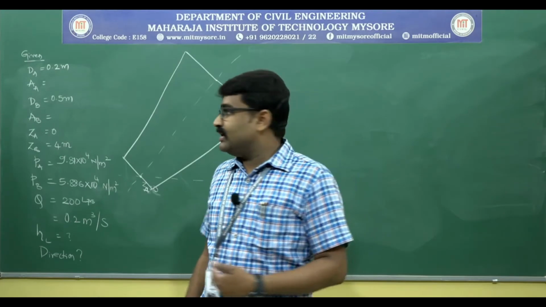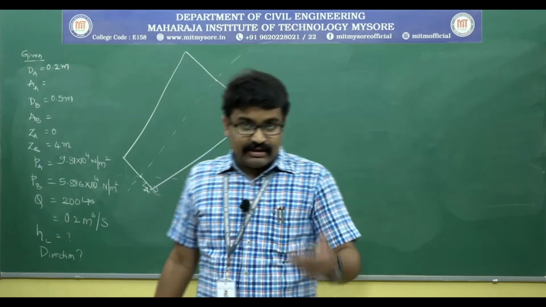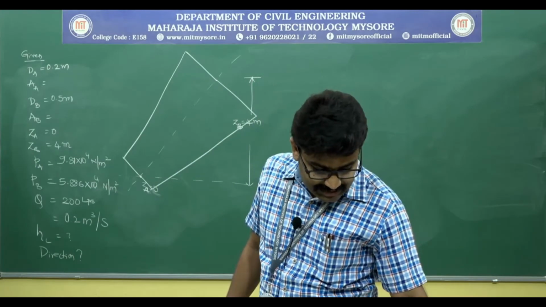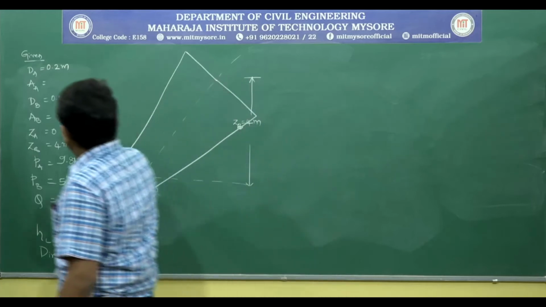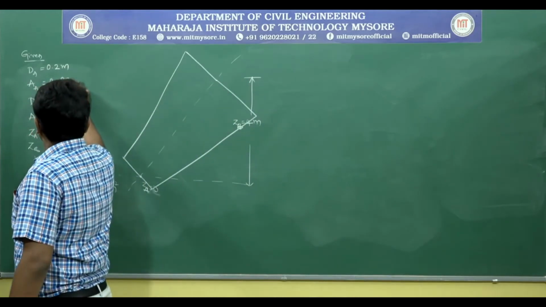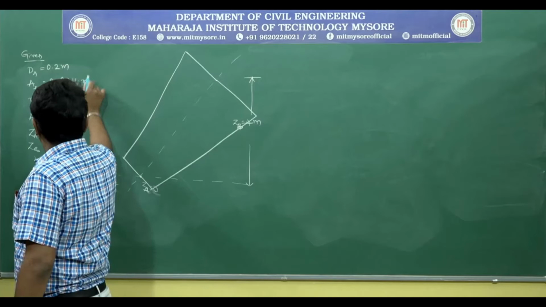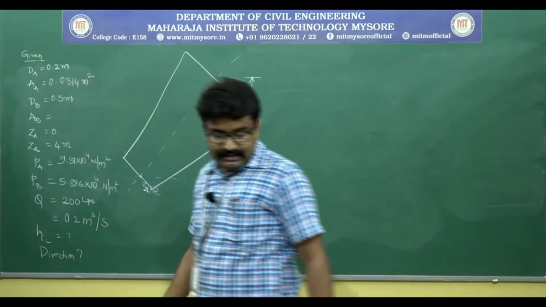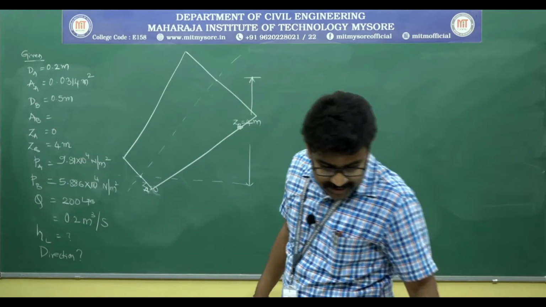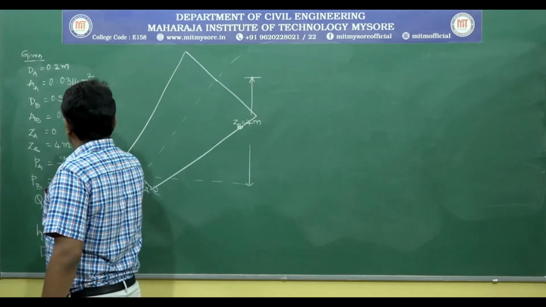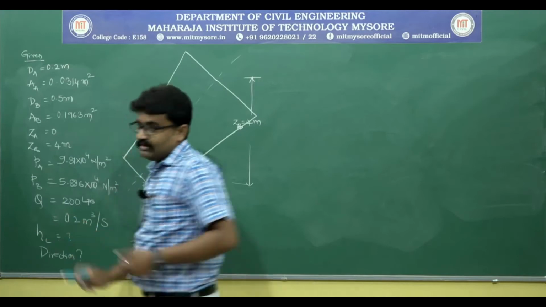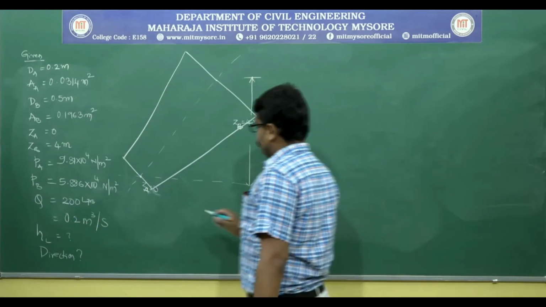So first, I need to calculate the areas. Take out the calculator and do it. I have the answer. Area at section A becomes 0.0314 meter square. Area at section 2 becomes 0.1963 meter square.